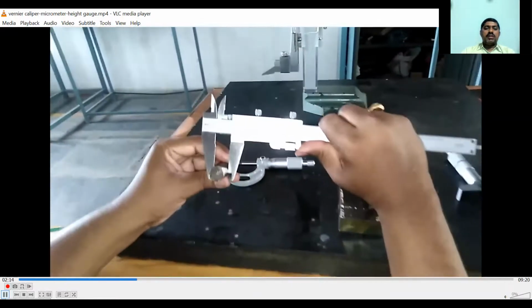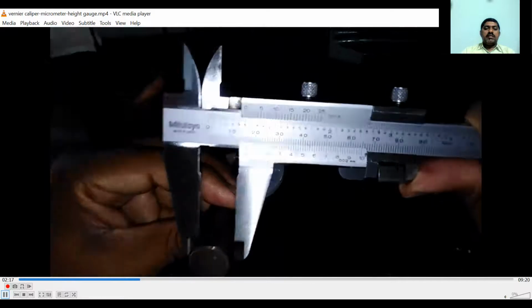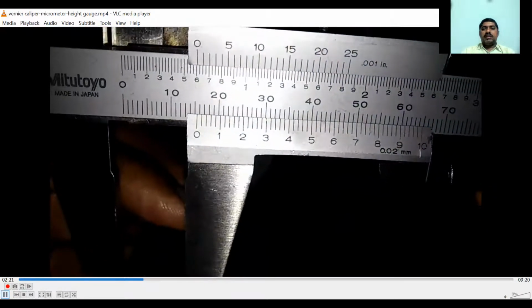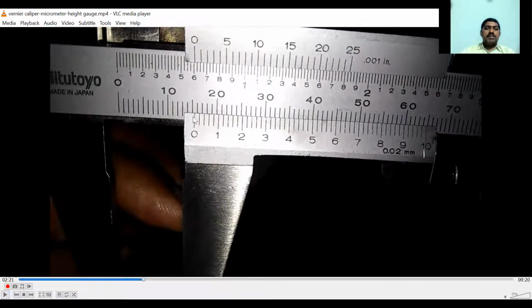Now we will change the position. We'll take the readings at different positions along the length. What is the diameter? Again, it is 15. This is the second reading. Here the 7th division is coinciding exactly with the main scale division. Therefore, 7 into 5 divisions, that is a total of 35 divisions. So this is 15 plus 35 into 0.02, that is 15.7 mm, the diameter at the second position.